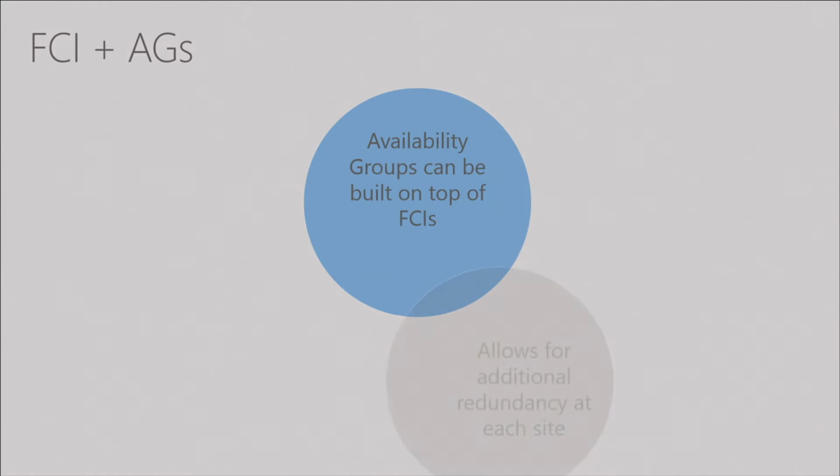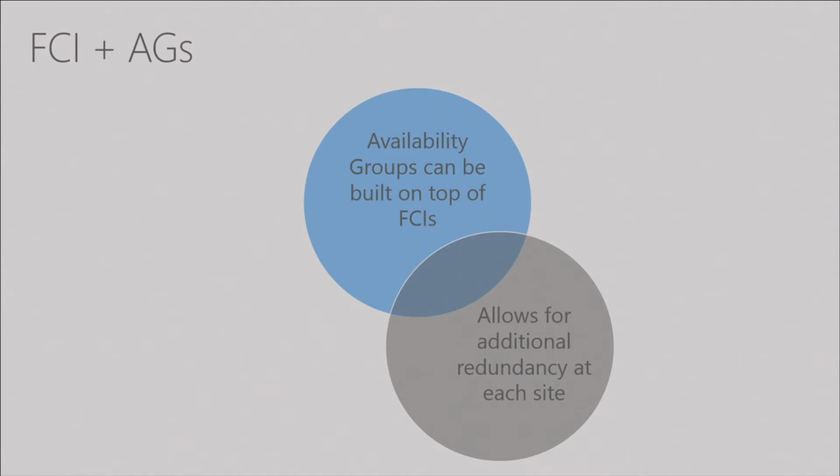If we need more levels of availability beyond what we're getting with always-on availability groups or with failover clustering, we can actually merge these 2 approaches and get failover clusters built with always-on availability groups on top of them. So this is going to allow for additional redundancy and give us additional abilities to scale our availability solution.